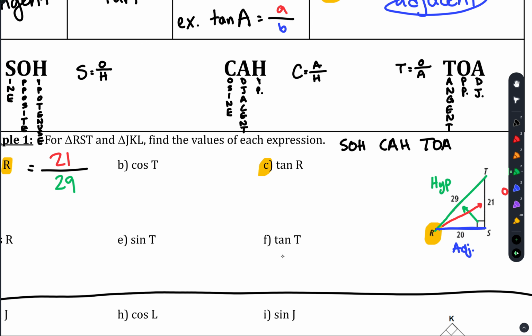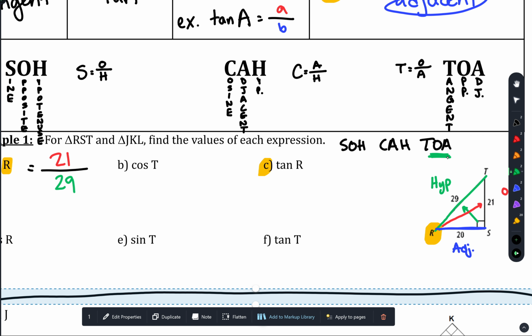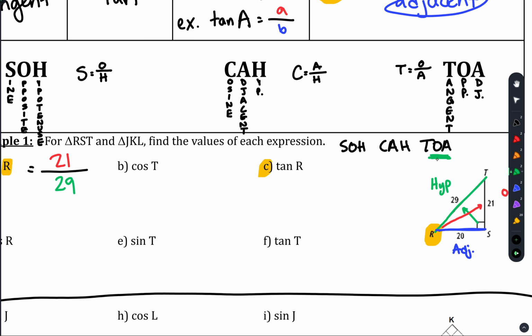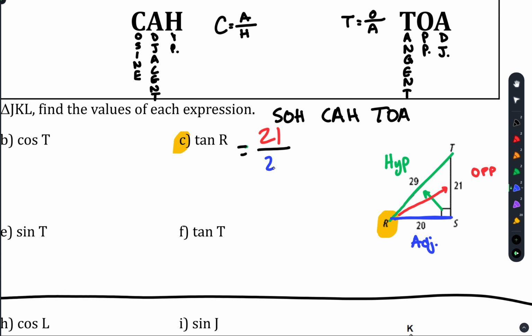So the next one, letter C, is tangent. I need to check which mnemonic device I am using. Tangent is TOA. So the two pieces that I need here are opposite and adjacent. I'm going to look at my diagram. What did I label the opposite? What did I label the adjacent? The opposite should be 21, and the adjacent to R should be that 20, just like we labeled it.